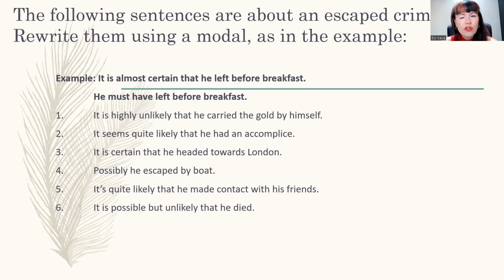It is certain, so you are sure about that. It is certain that he headed towards London. Okay. Possibly he escaped by boat. It is quite likely that he made contact with his friends. And number 6, it is possible but unlikely that he died.